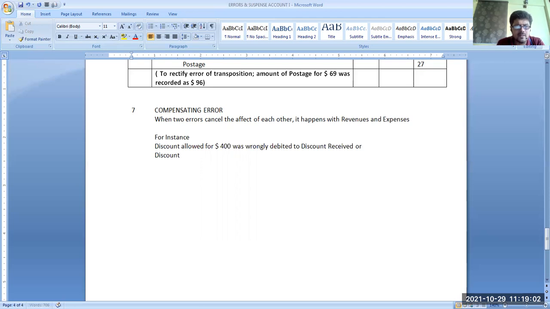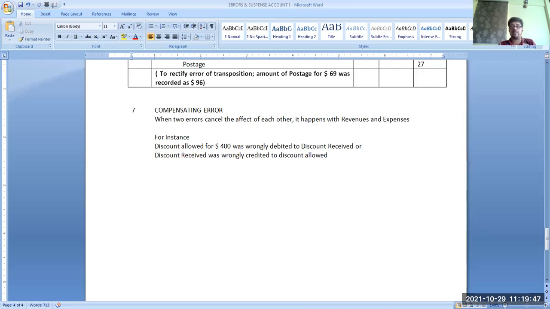Discount received was related to discount. Getting my point here? This is the favorite compensating error of your CIE. See, discount allowed is an expense, discount received is revenue. So they cancel the effect of each other.